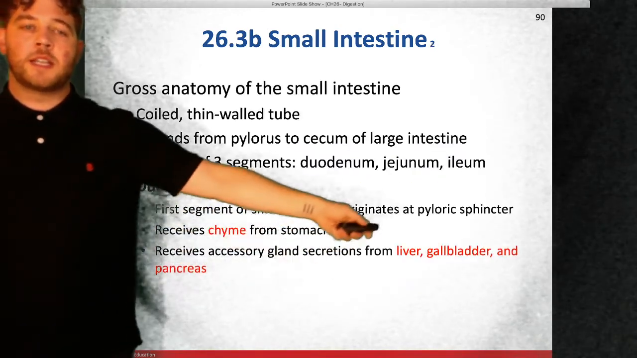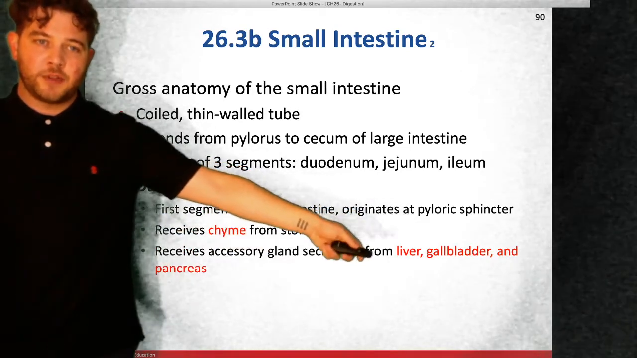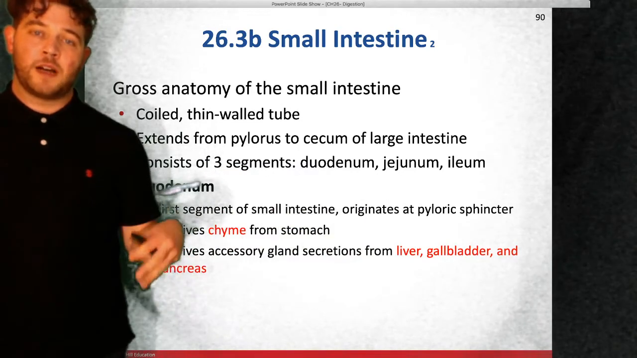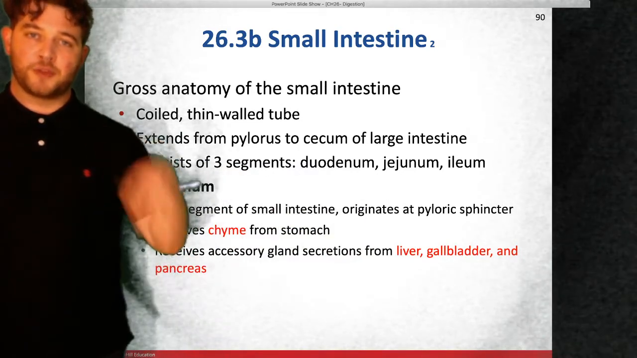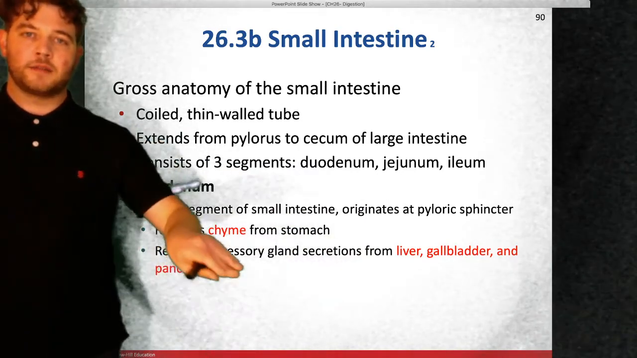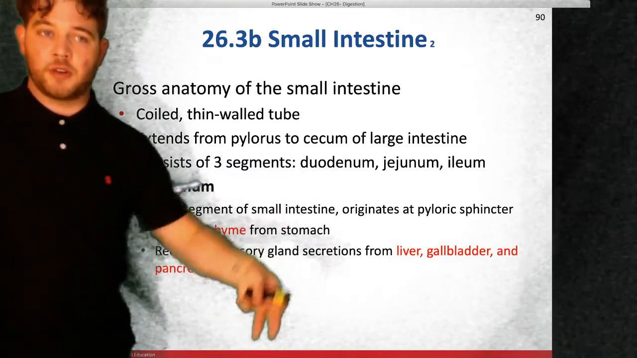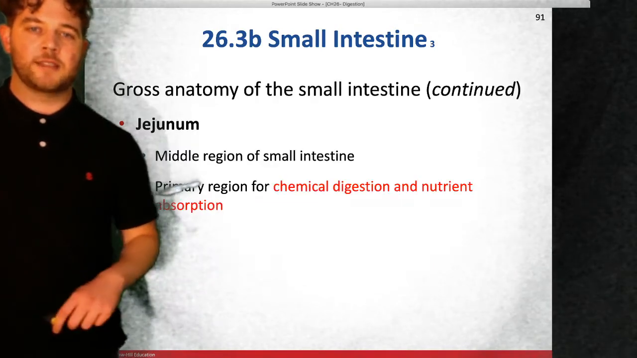Real quick, just because I know we talked about how the liver produces bile and it gets stored in the gallbladder, remember that our liver can also secrete bile directly into the small intestine, bypassing the gallbladder, and you can also have both of them secreting bile into the small intestine.